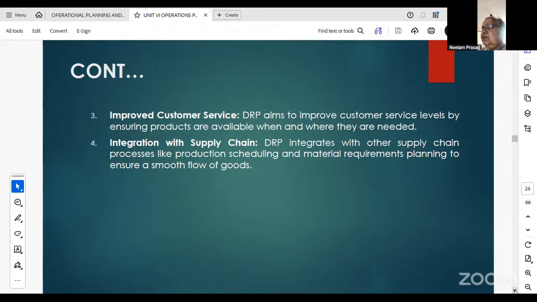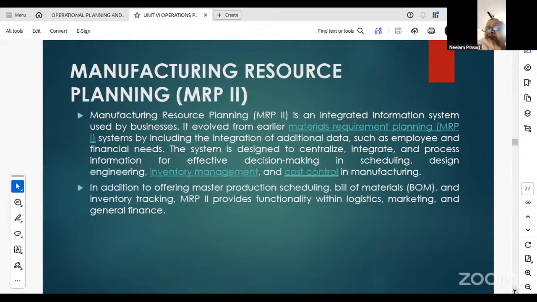Next, improved customer service. DRP aims to improve customer service levels by ensuring products are available when and where they are needed. Integration with supply chain. DRP integrates with other supply chain processes like production scheduling and material requirements planning to ensure a smooth flow of goods. I think this is clear. We are talking about the whole supply chain, right from the source to the customer.